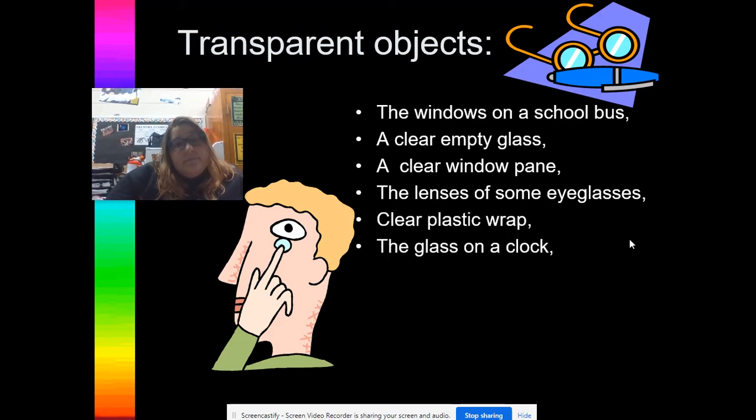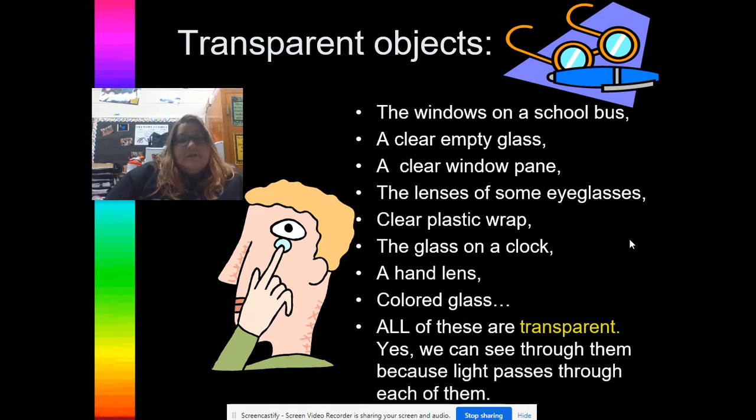Clear plastic wrap. The glass on a clock. You can see a clock, no problem. A hand lens, colored glass. All of these are transparent. We can see through them. The light goes through them, each of them. No problem.